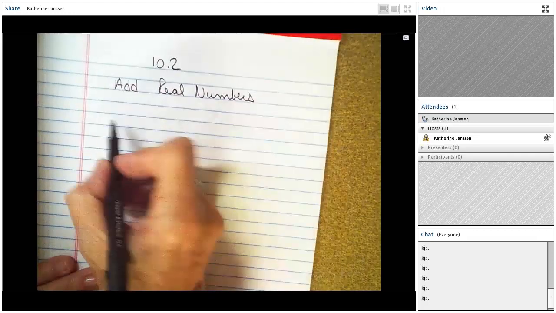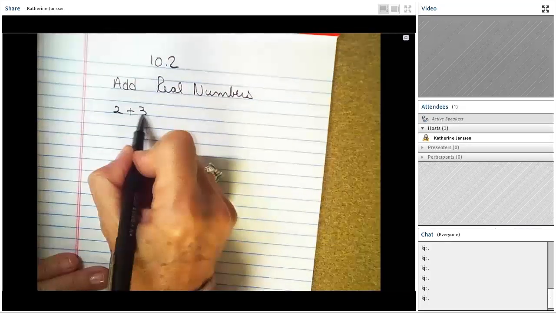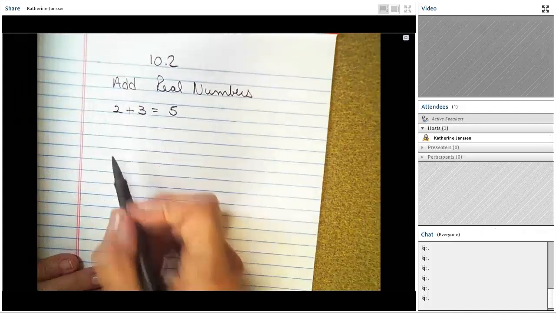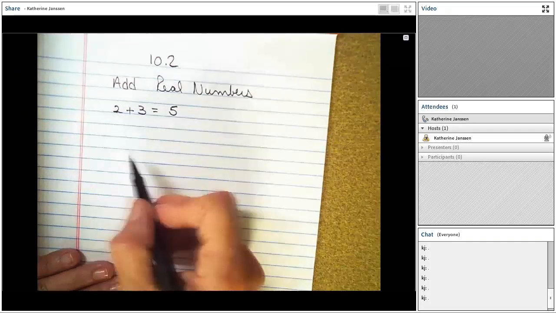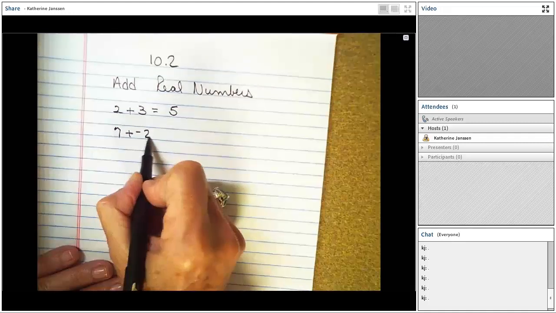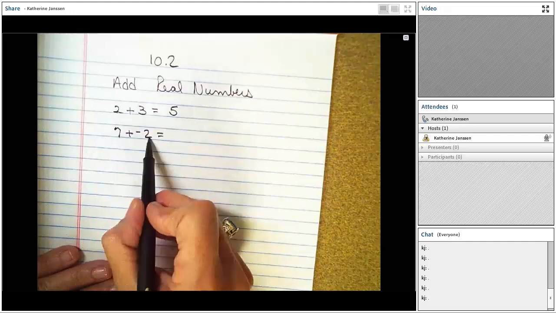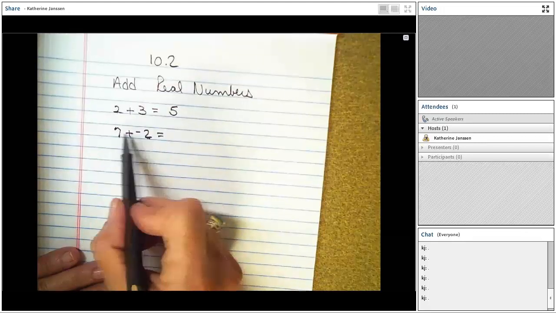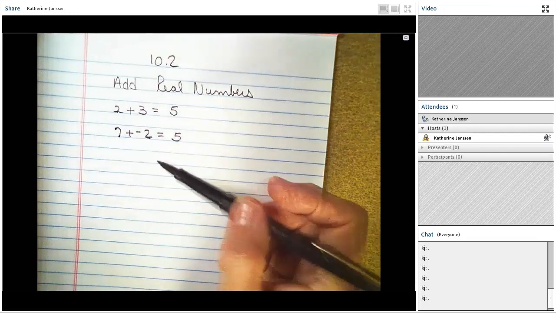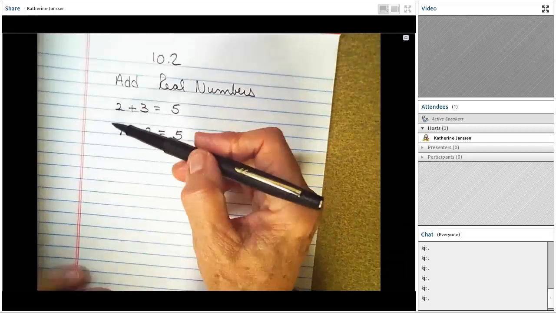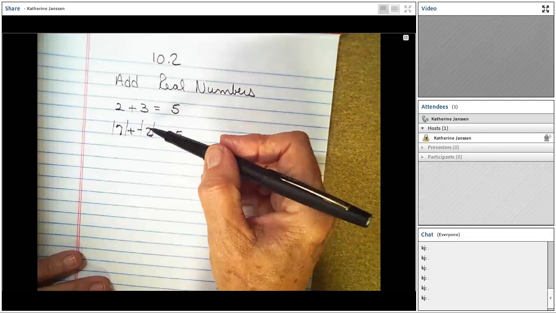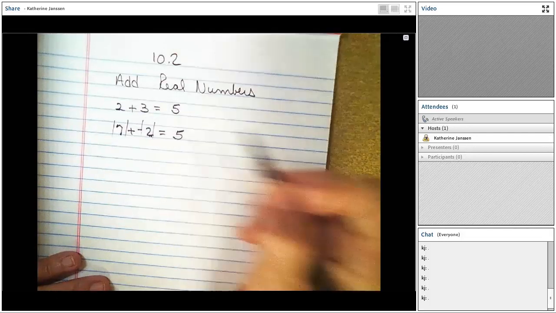So if I have 2 plus 3, 2 is positive, 3 is positive, so I have positive 5. If I have 7 plus a negative 2, I need to subtract 2 from 7, get 5. The absolute value of 7, remember our absolute value? The absolute value of 7 is greater than the absolute value of 2, so my answer is positive.